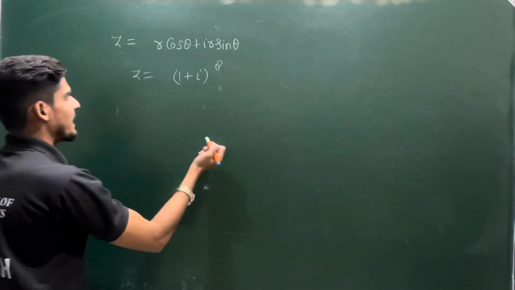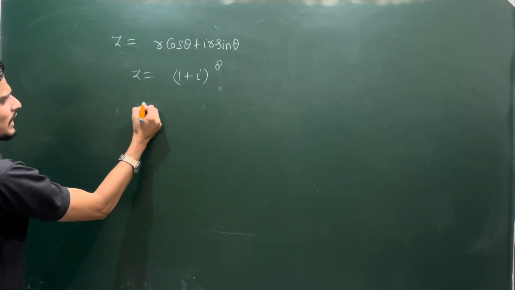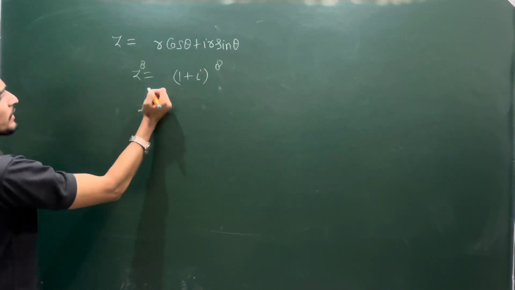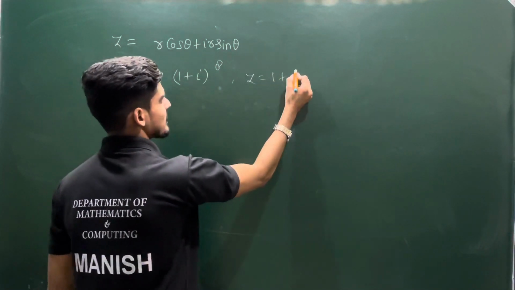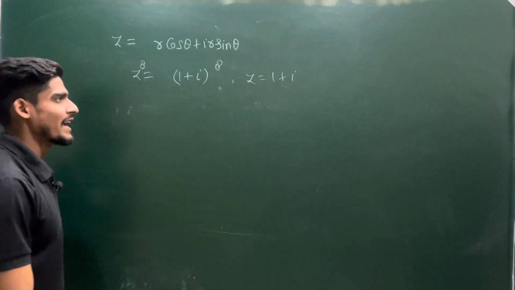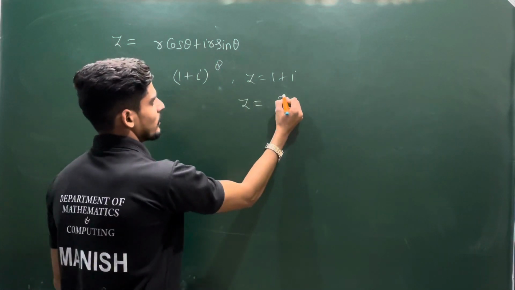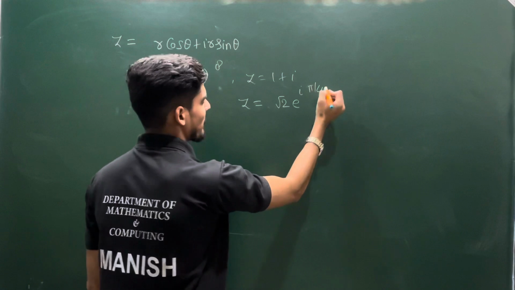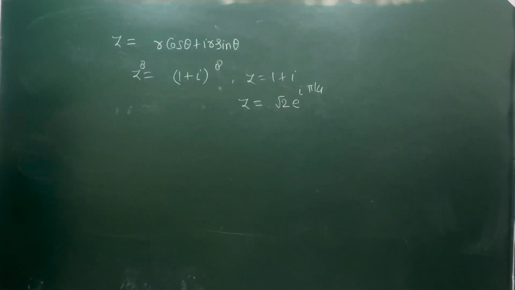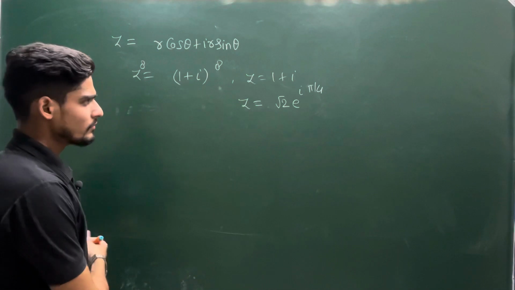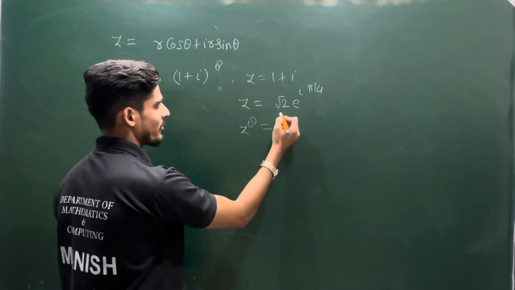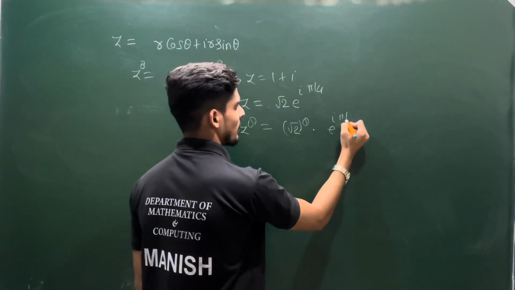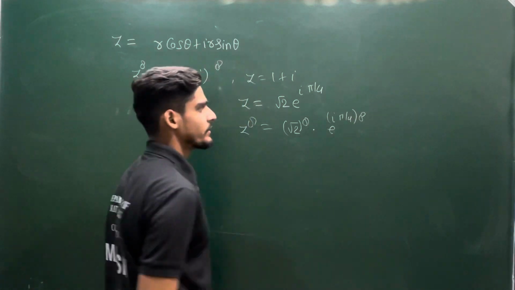Suppose you are having a power 8, so what I will do, I will use the polar form. This is z power 8, so I am assuming my z is 1 plus iota. So can you write the polar representation and exponential representation? So this will be root 2 e power iota theta. Theta I am writing pi by 4. Now you do z power 8. So z power 8 will be root 2 power 8 into e power iota pi by 4 into 8.